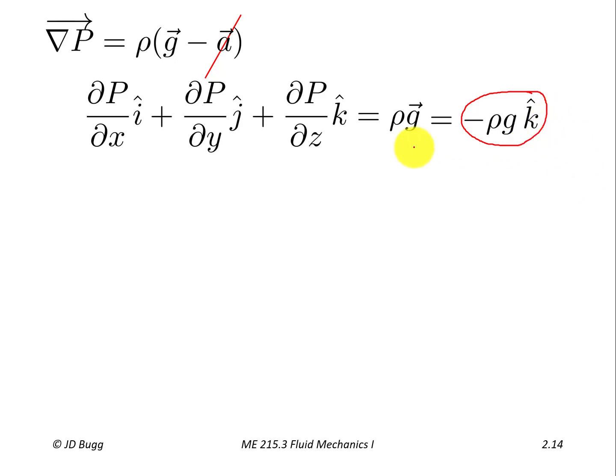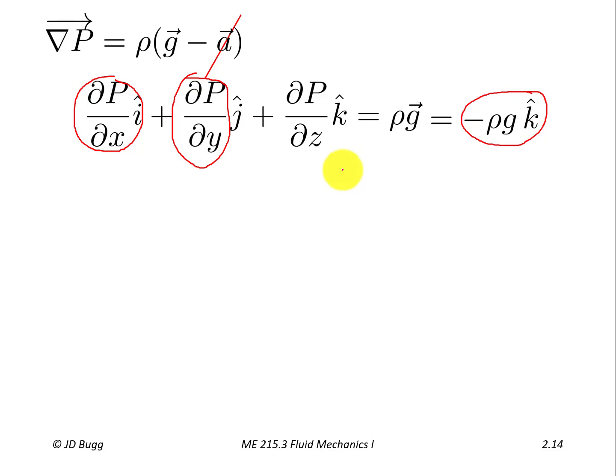Now if we think about this, take a look at the left-hand side here. We have i, j, and k components. On the right-hand side, we only have a k component. In other words, on the right-hand side, the i and j components are 0. So that tells us right away that the pressure gradient in the x direction and the pressure gradient in the y direction are 0. Well, that makes perfect sense, because that means as we move in the x direction or as we move in the y direction in that stagnant fluid, the pressure doesn't change. And we sort of know that from common sense.